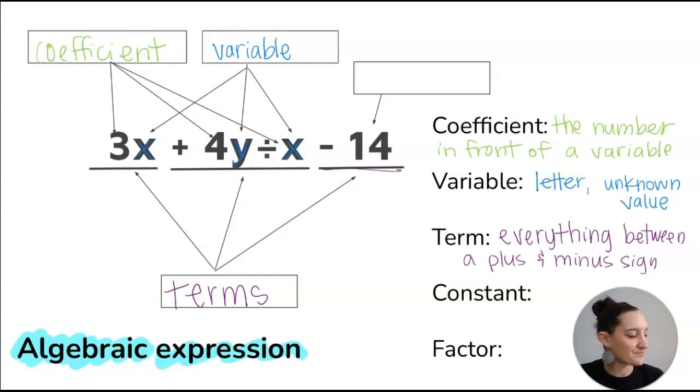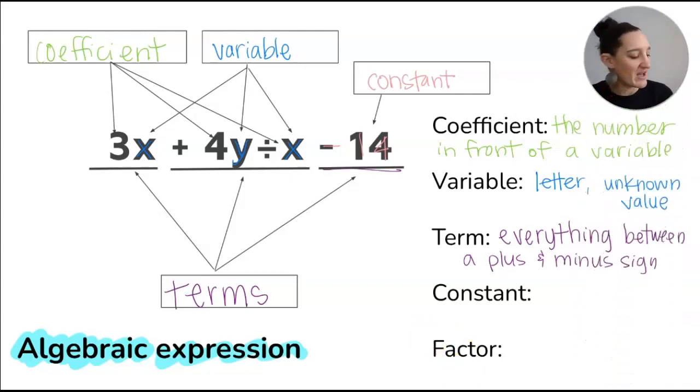This last one, will you label a constant? The 14, the negative 14, I should say, is a constant. A constant is a number by itself. And you see how this 14 does not have anything behind it. There is no variable behind it. It's just a number by itself. That is a constant.